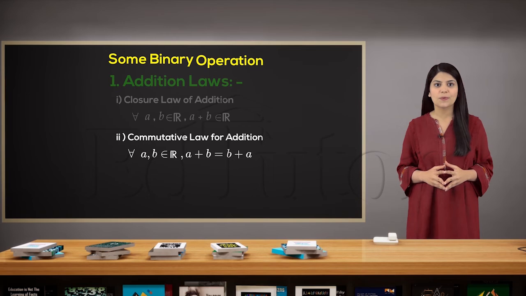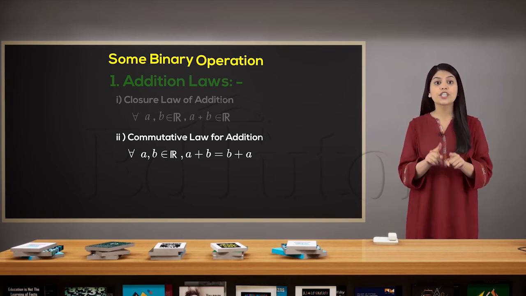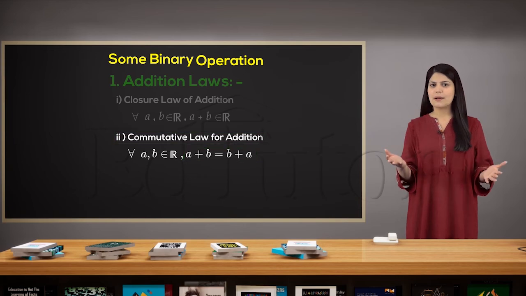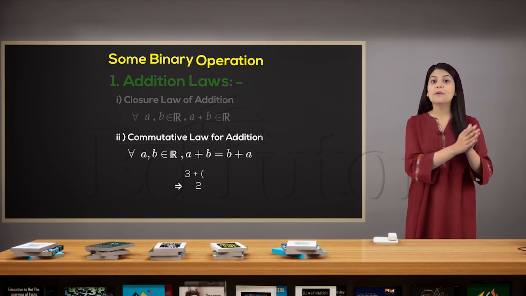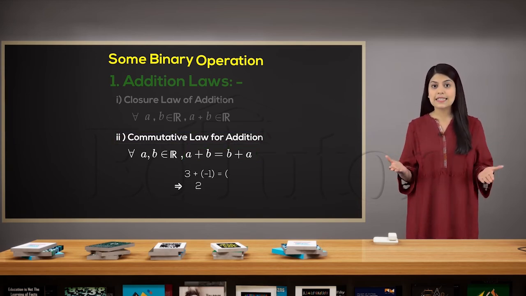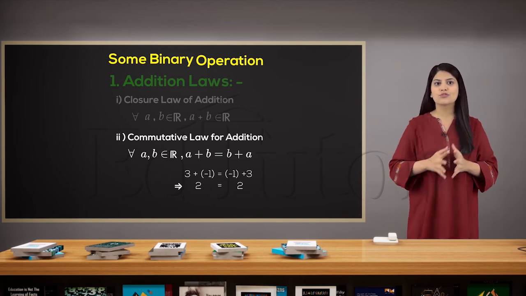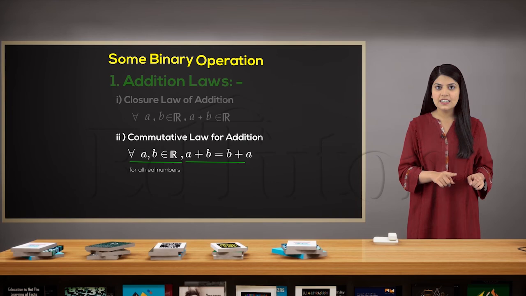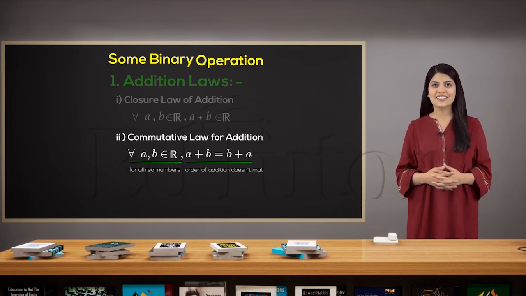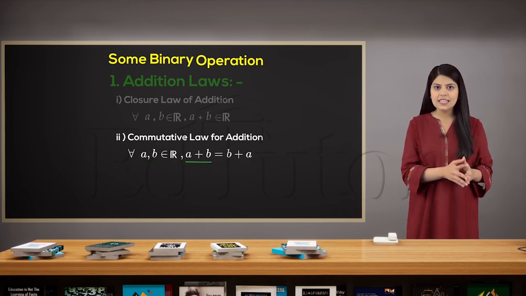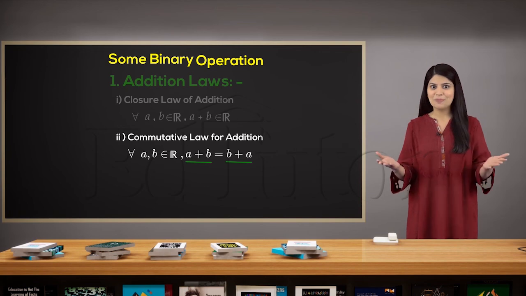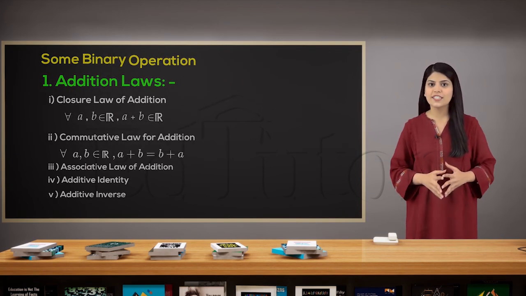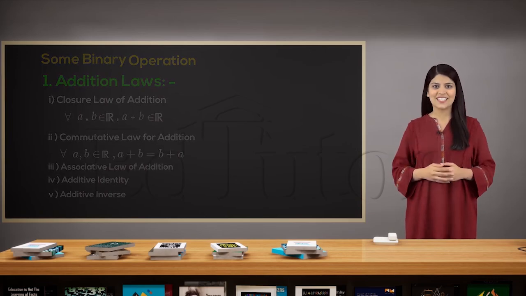Moving on to the next law. It doesn't matter in which order you add the numbers, says the commutative law. For example, if you get the sum of 3 and -1, it will be the same as that of -1 plus 3. In summary, for all real numbers A and B, the order of addition doesn't matter because A plus B equals B plus A.